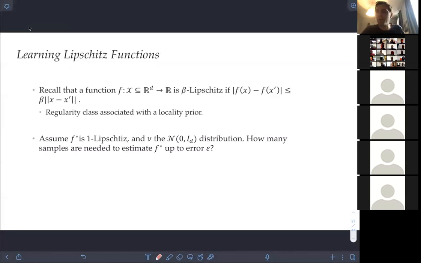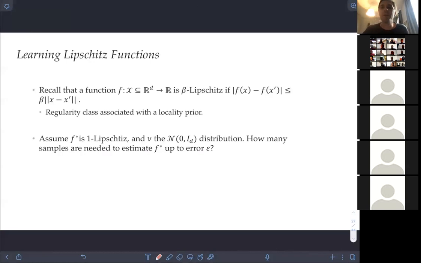And now here's my question for you. I promise you that the data is generated by a function f star, and the only thing I tell you is that this function is one-Lipschitz, nothing else. The data distribution, to keep things simple, is a Gaussian distribution with standard covariance. As a rule of thumb, how many samples do you think you need to estimate the target f star up to error epsilon? Do you think you need D samples, D squared, D to the 10, D to the 7? How many samples do you think you need?